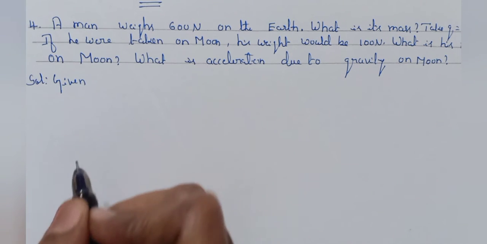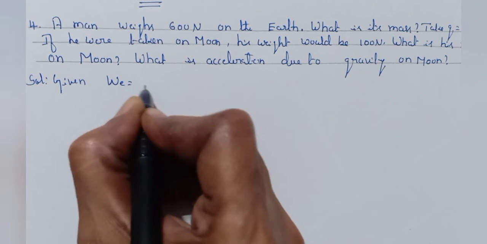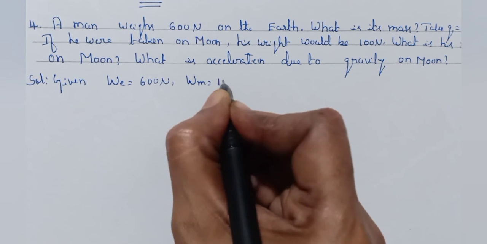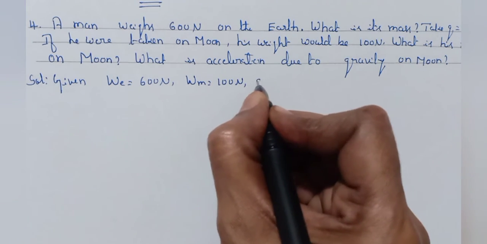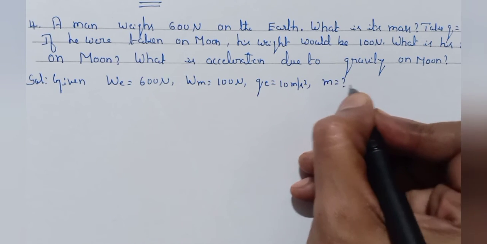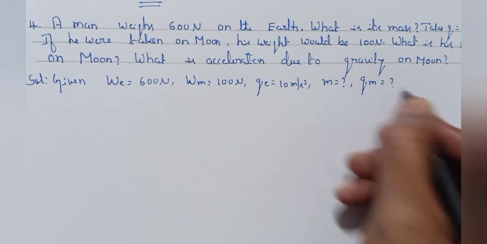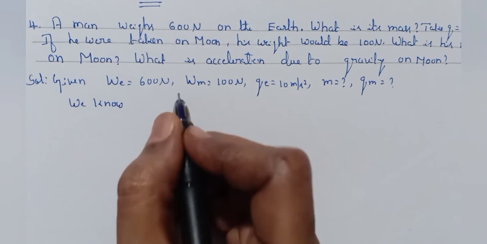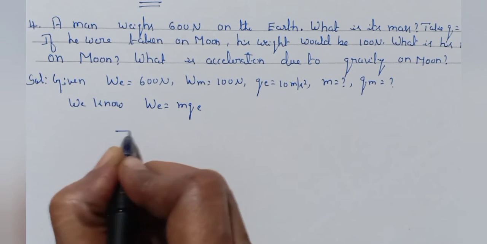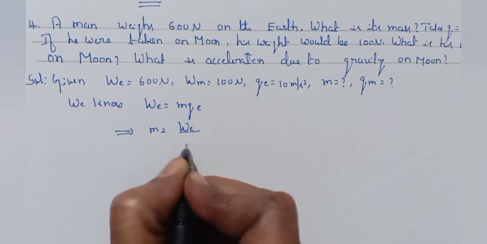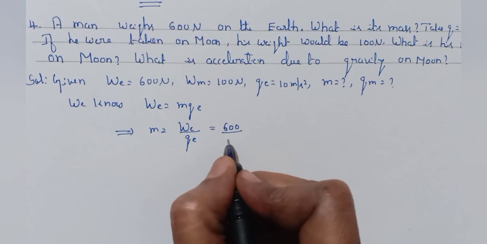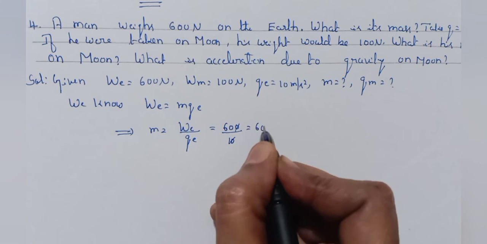Here, the weight of the man on the earth, WE, is 600 Newton, and the weight of the man on the moon, WM, is given as 100 Newton, and the acceleration due to gravity on the earth is 10 meter per second square. We have to find out the mass and also the acceleration due to gravity on the moon. We know weight is equal to mass into acceleration due to gravity. So WE is equal to m into GE. So m is equal to WE by GE. The weight on the earth is 600 and acceleration due to gravity on the earth is 10. So the mass is 60 kg.